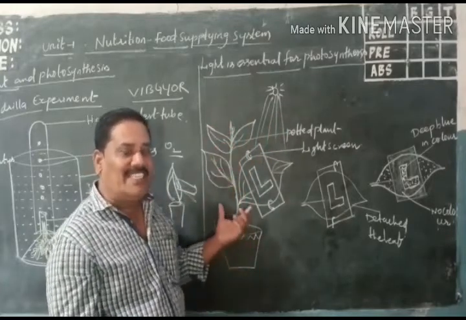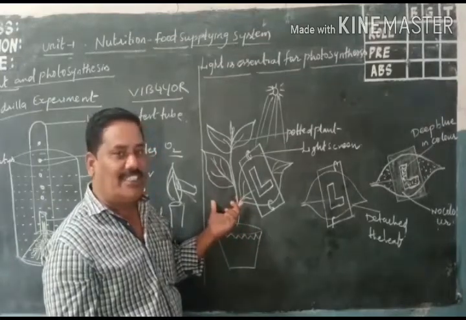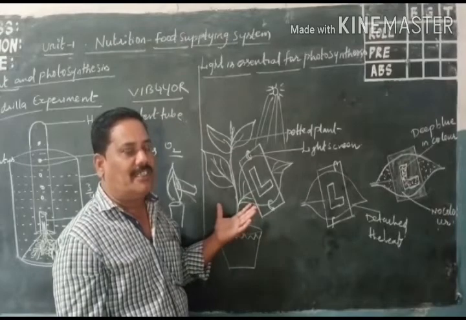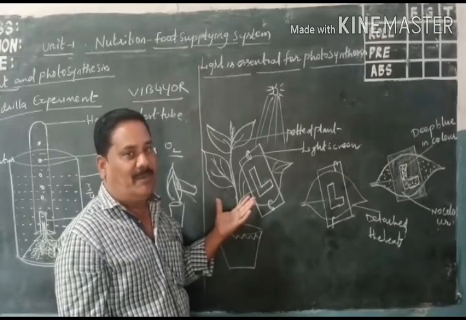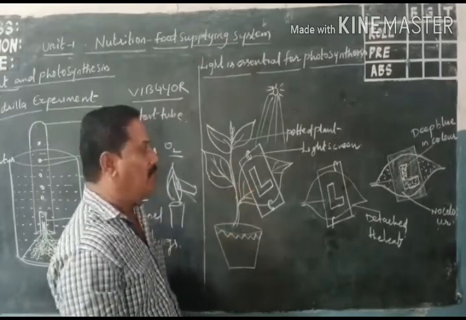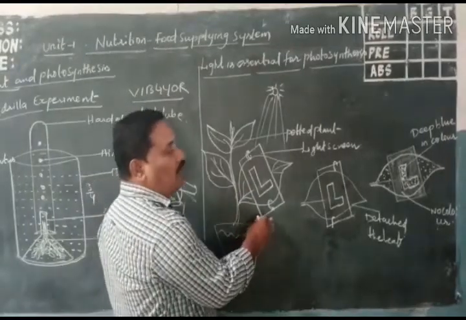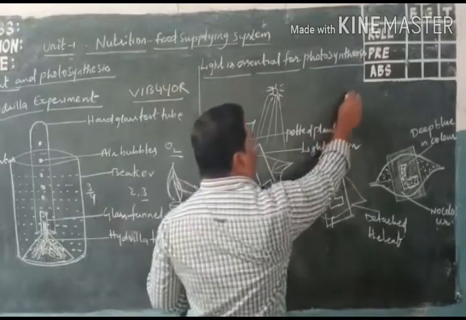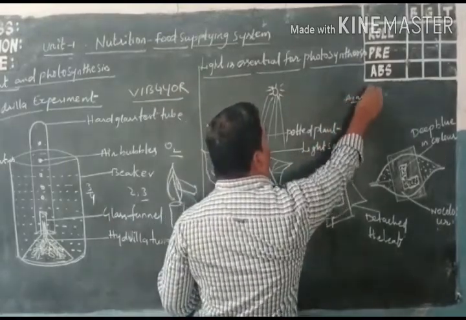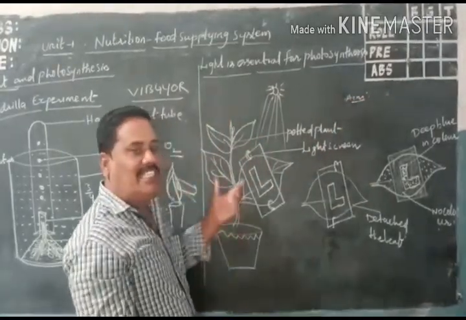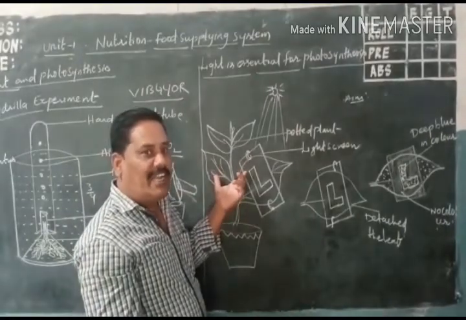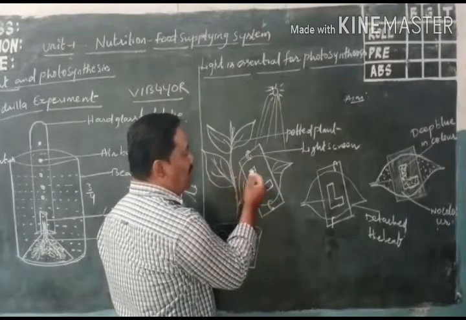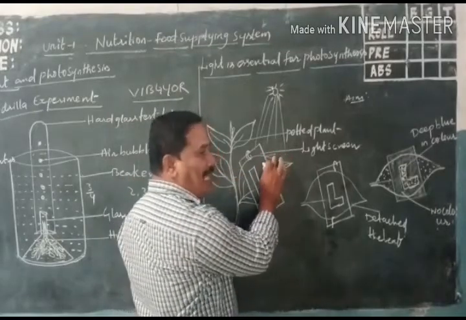Okay. Light is essential for photosynthesis. Without light, the green plants cannot prepare starch. Now, small activity 2. You can prove that all green plants need light. Aim: to prove that light is necessary for all green plants. What does light mean? Sunlight. Apparatus: potted plant, cardboard or black paper.